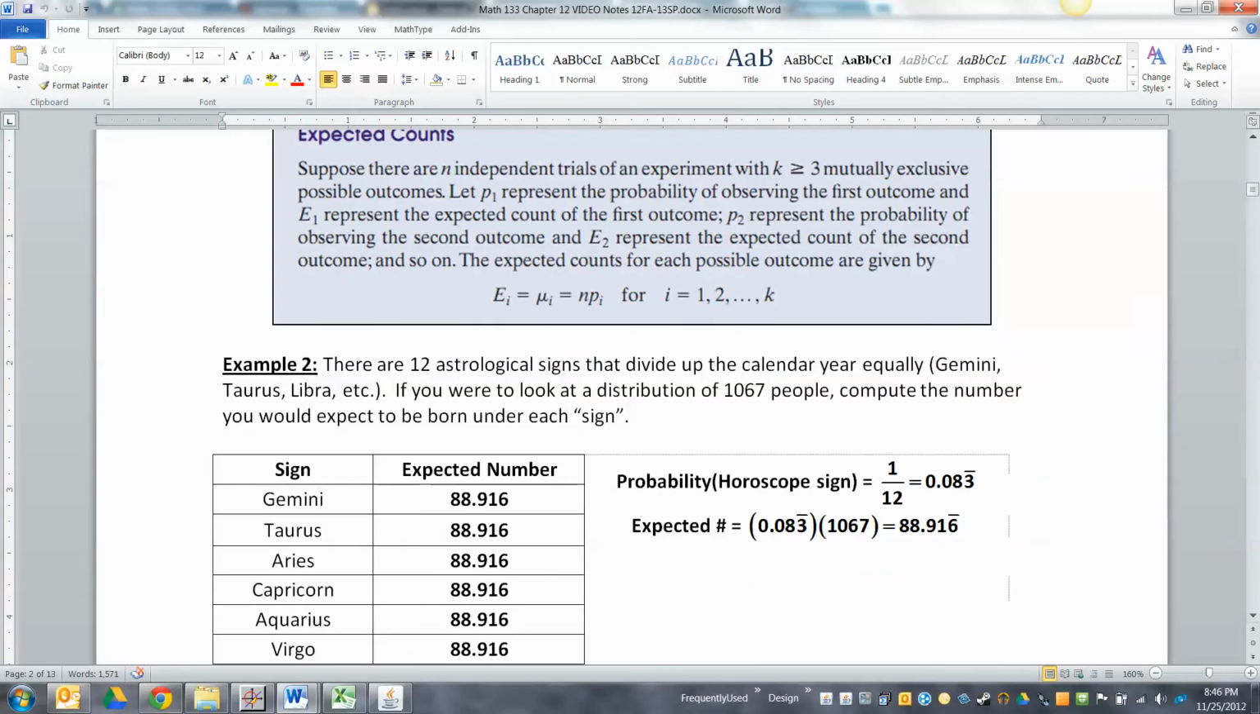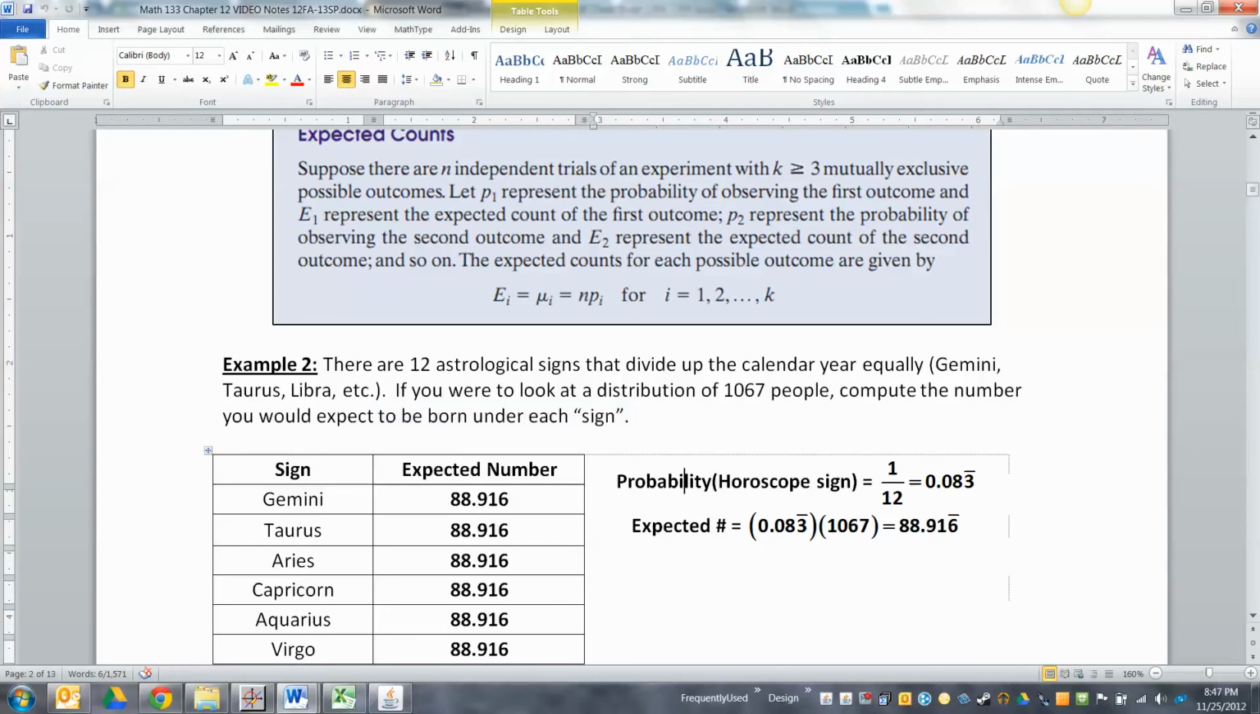So there are 12 astrological signs that divide up the calendar year equally: Gemini, Taurus, Libra, etc. If you were to look at a distribution of 1,067 people, compute the number you would expect to be born under each sign. So the astrological signs divide up the year, right? What do you expect? And according to this up here, you take the probability of observing the first outcome and you multiply it by how many there are, and that'll be what you expect.